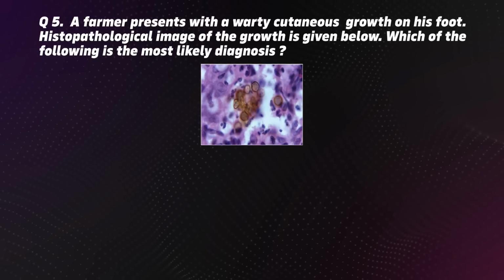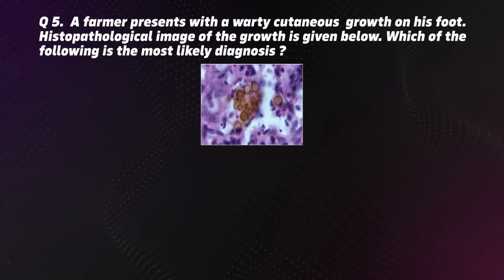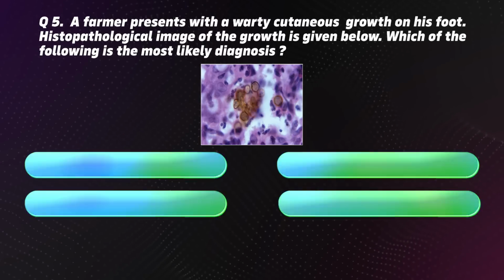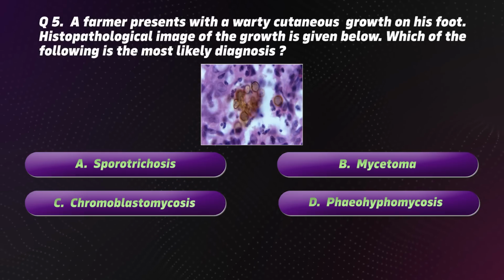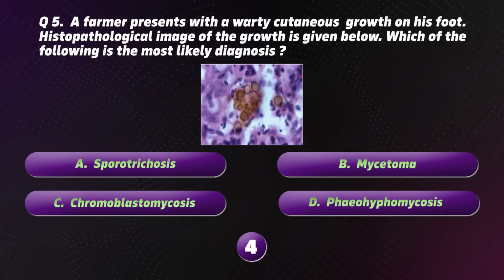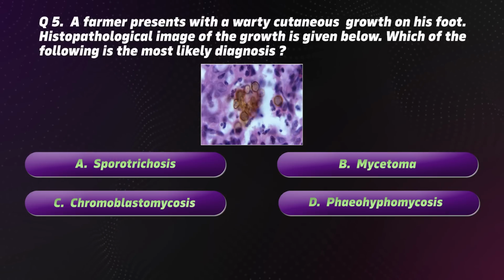Question 5. A farmer presents with a verrucous growth on his foot. Histopathological image of the growth is given below. Which of the following is the most likely diagnosis? Here are the options. A. Sporotrichosis. B. Mycetoma. C. Chromoblastomycosis. D. Phaeohyphomycosis. And the correct option is C. Chromoblastomycosis. Here is the explanation.